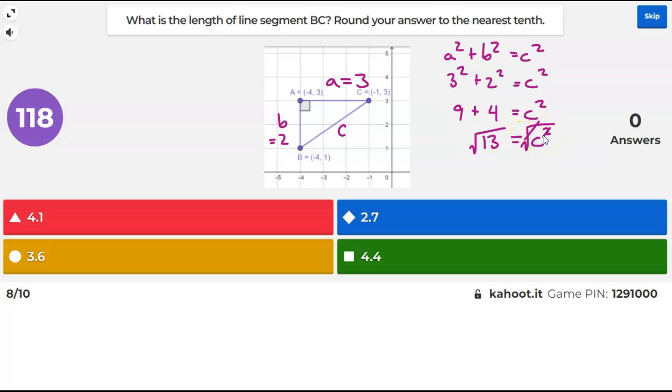And then this one asks us to round to the nearest tenth. So we can actually put this one in our calculator. Root 13. I get 3.605... We're rounding that to the nearest tenth, which rounds down. So 3.6 is our answer. Remember, on these Pythagorean theorem problems, the most important thing is to make sure you get the legs in the right place and the hypotenuse labeled C. The hypotenuse is the side opposite the right angle.